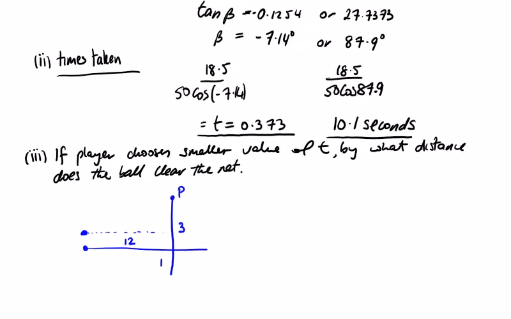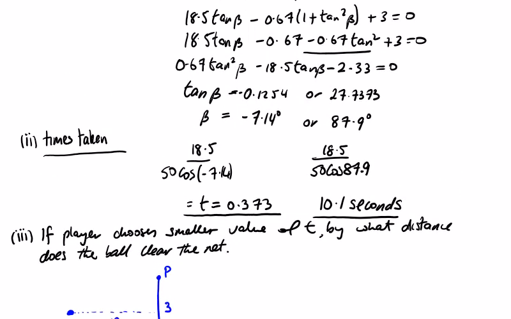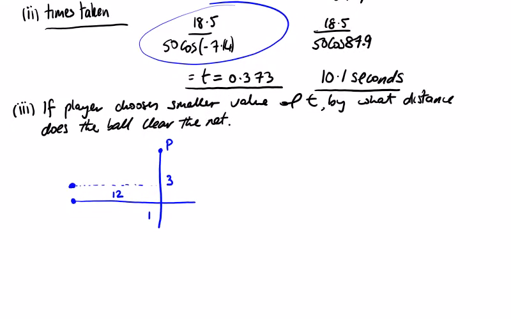So the time taken was 18.5 because this was the total distance. So this value 12 will replace the 18.5 over 50 by the cos of minus 7.14. That will give me 12 divided by 50 times the cos of minus 7.14, 0.242 seconds.